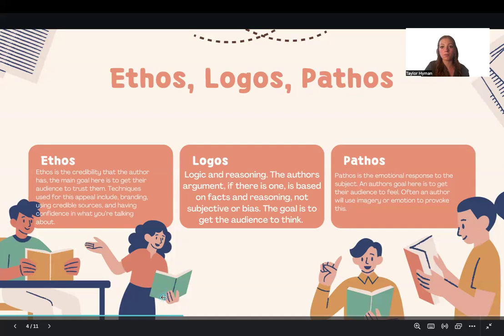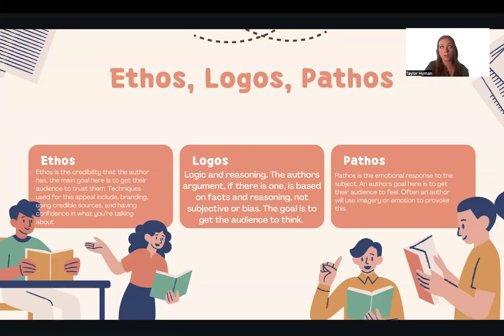So I used ethos, logos, and pathos for my rhetorical appeals in my thesis statement. For some background information, ethos is the credibility that an author has. The main goal here is to get their audience to trust them. Techniques used for this appeal include branding, using a credible source, and having confidence in what you're talking about.